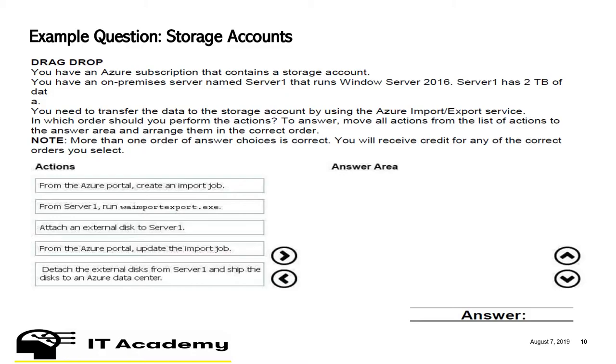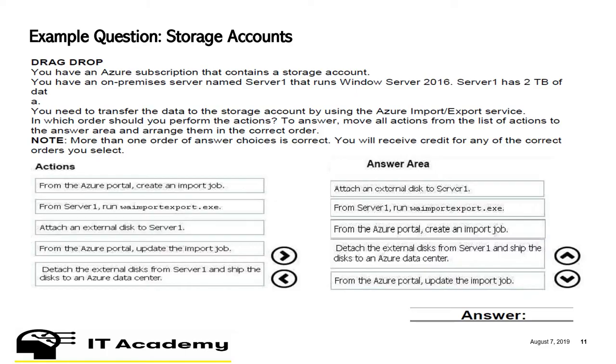To answer the question, we need to move all the actions from the list of actions on the left-hand side and arrange them into the correct order on the right-hand side. The exam's calling out to our attention here as well that more than one order of answers will provide a correct answer overall. We'll receive credit for any correct combination and any correct order that we provide.